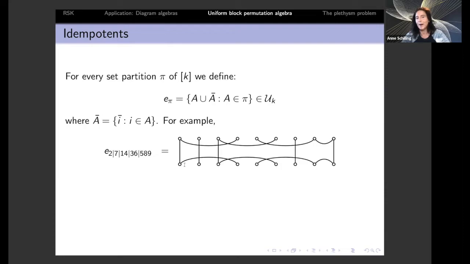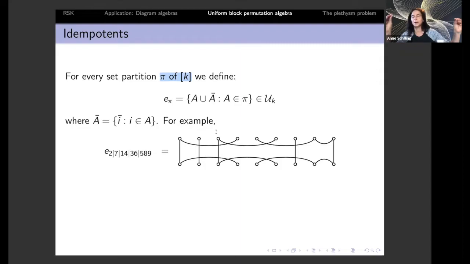So here, for example, I have 1 and 4 together in a partition. For an idempotent, 1 and 4 should be mapped to 1 bar, 4 bar, right? Because then if I stack them on top of each other, I get the same thing back. So it turns out that idempotents are actually indexed by set partitions of just the single alphabet K, not of the alphabet K union K bar.